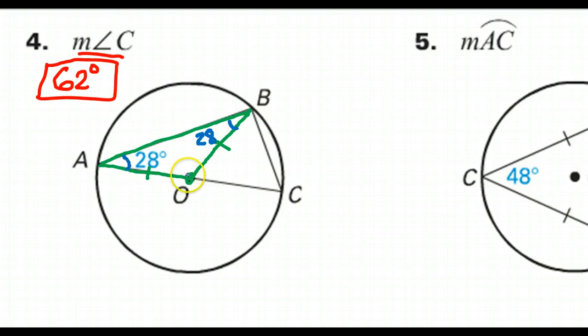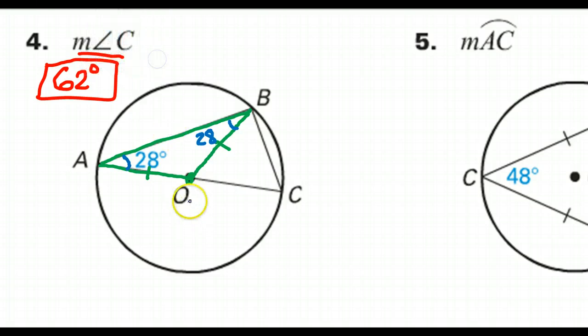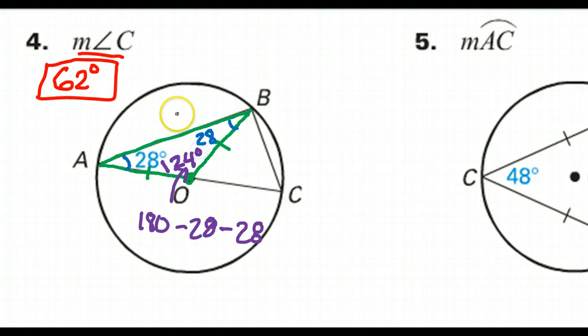But you know that a triangle has to add up to 180 degrees. So I should be able to find, let me switch colors for a second, this angle right here very easily by doing 180 minus 28, minus 28. Okay? And that is 124 degrees.